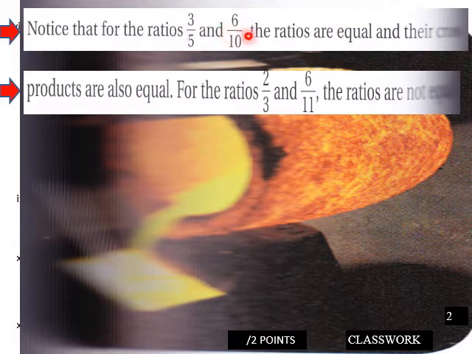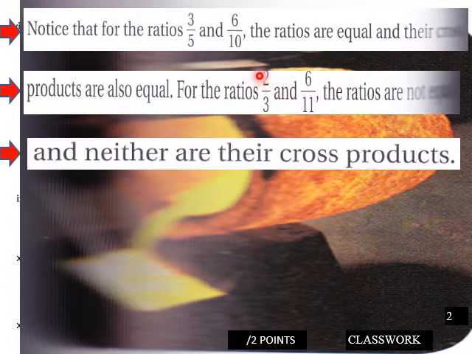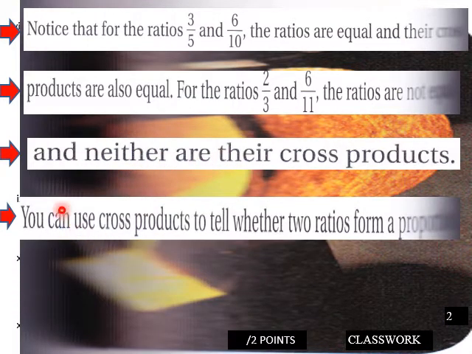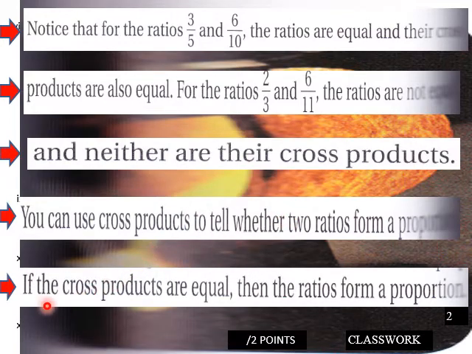So 3 over 5 and 6 over 10: the ratios are equal and their cross products are equal. For the ratios of 2 over 3 and 6 over 11, the ratios are not equal, and neither are their cross products. You can use cross products to tell whether 2 ratios form a proportion. If the cross products are equal, the ratios form a proportion.